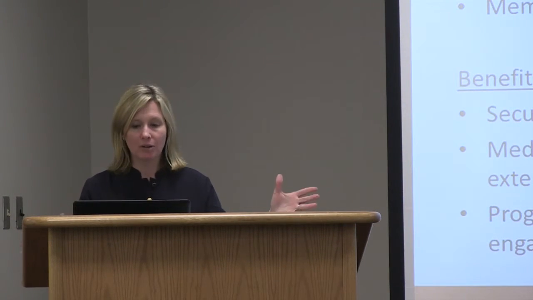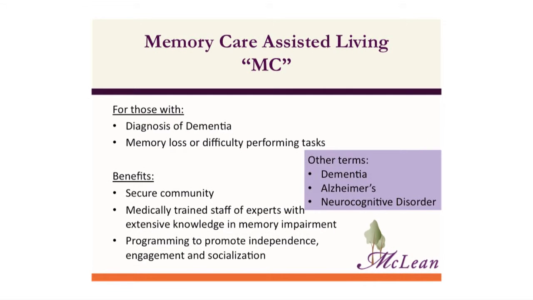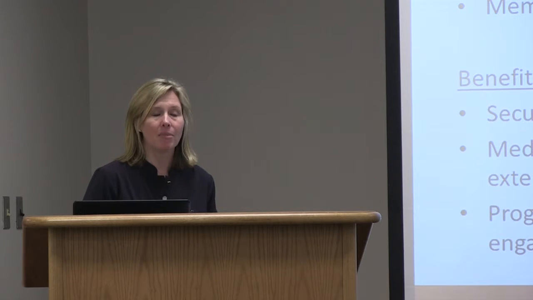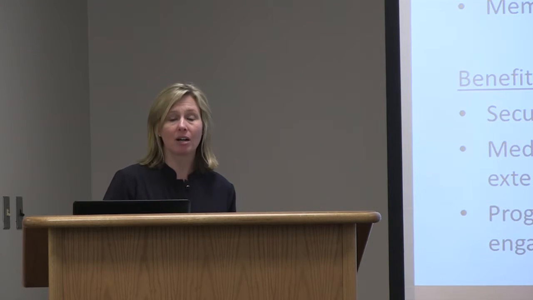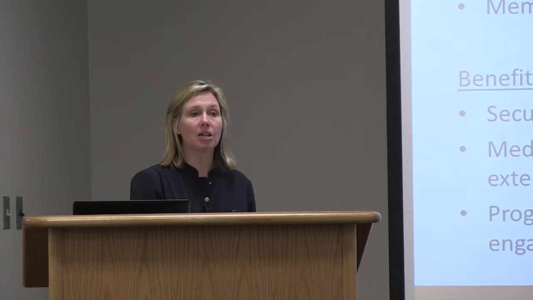One category of assisted living is memory care. So folks who have a diagnosis of dementia or are having significant memory loss or difficulty performing tasks, they may benefit from an assisted living environment. The reason is they may not remember to take their medication. They may not remember that they took it. So it becomes a safety issue. For both assisted living and memory care assisted living, it truly does become a safety concern.